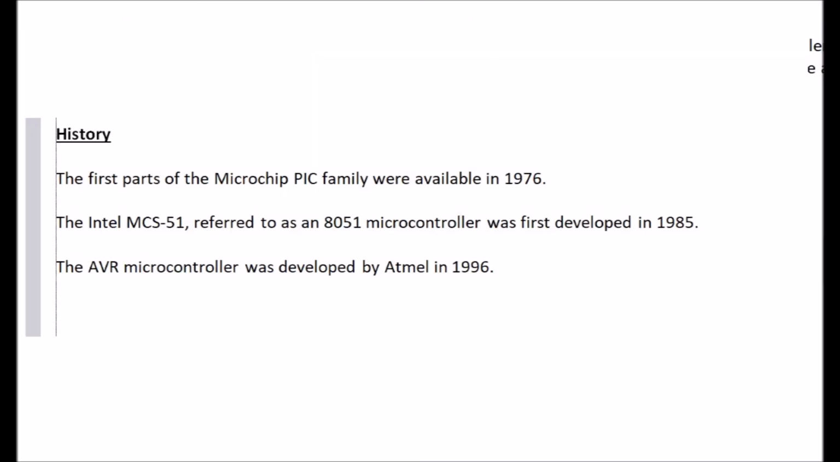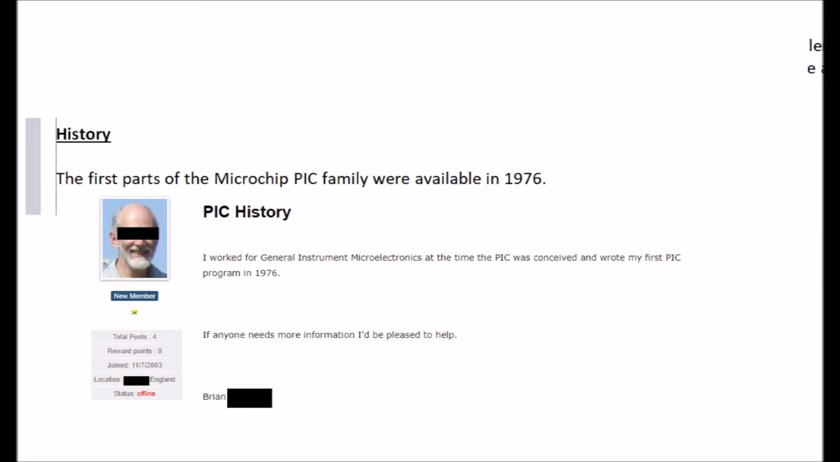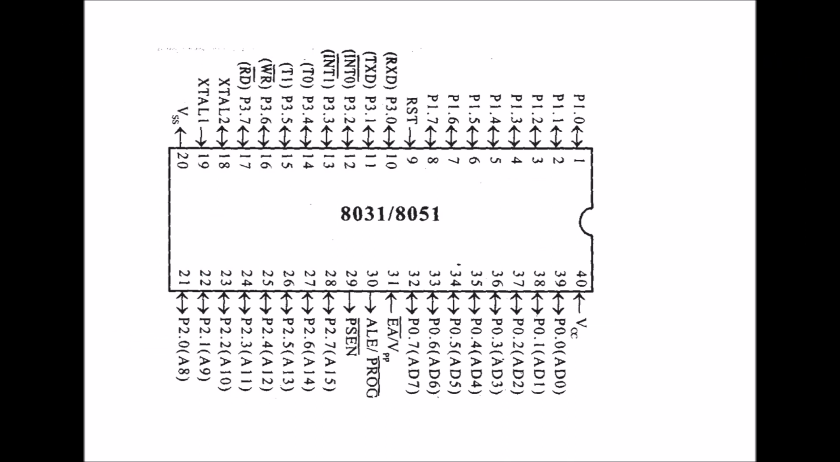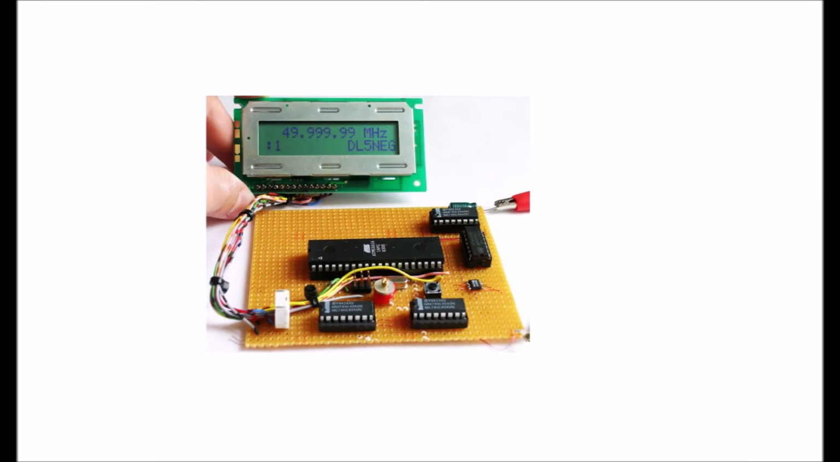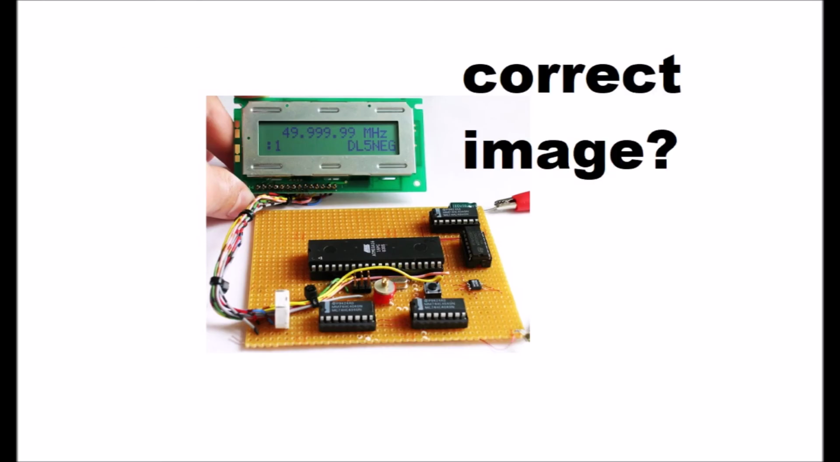Historically, the first parts of the Microchip PIC family were available in 1976. The Intel MCS-51, referred to as an 8051 microcontroller, was first developed in 1985. The AVR microcontroller was developed by Atmel in 1996.